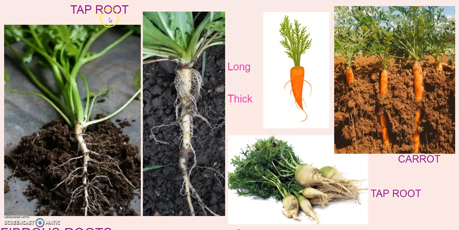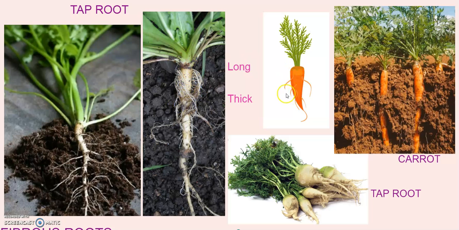Okay children, let's learn about the functions of the parts of a plant. There are two types of roots. One is the taproot. This is the taproot of a plant. This is also a taproot. How does this taproot look? Yes, this taproot is straight, long and thick. Around this taproot you find some thin, hair-like roots.